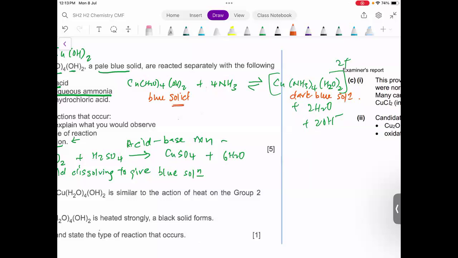Blue solid, blue solid. Not PPT, blue solid. I'm not saying PPT. I did not say PPT. I say blue solid.